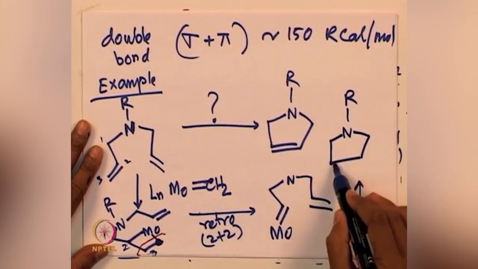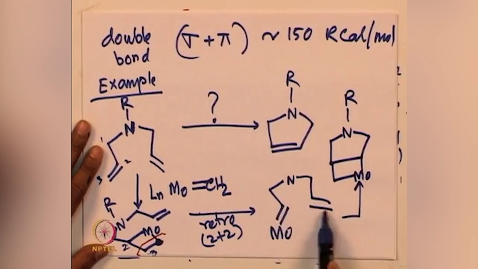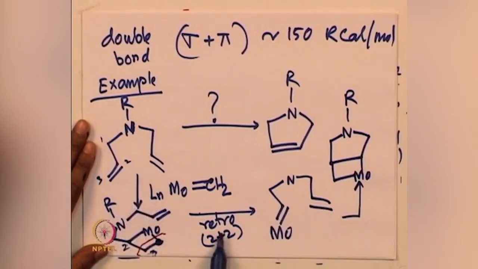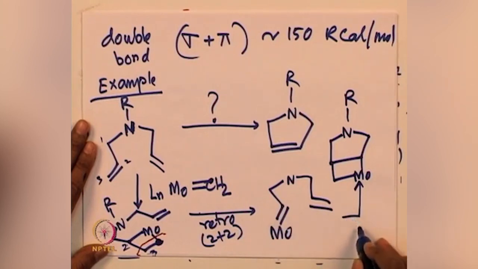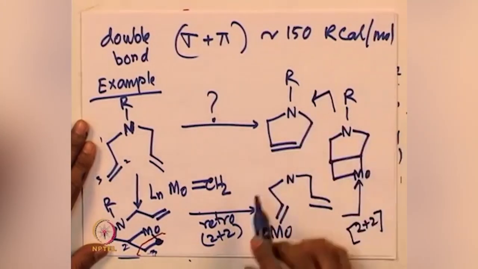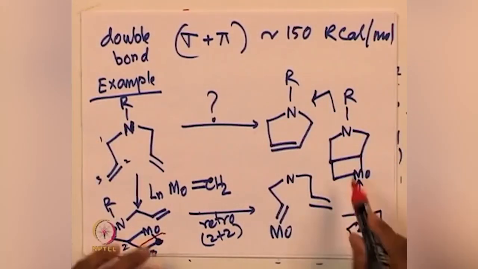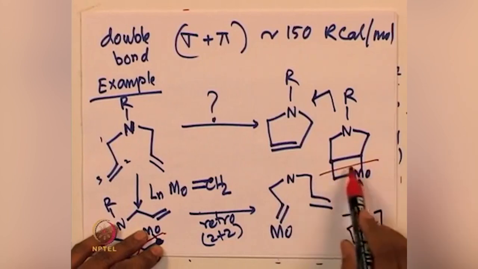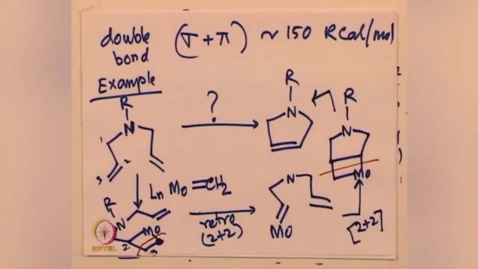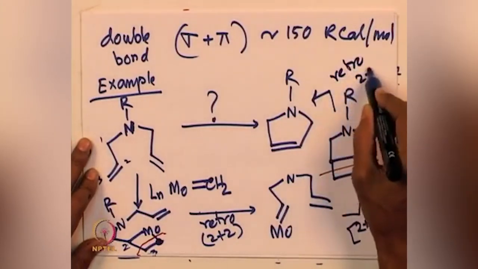And in this particular case, as you will see, this molybdenum, again this is a 2+2 reaction going on. So first 2+2 and then retro 2+2 and then again 2+2, this sequence of events happens to give you this intermediate which can then give you the final product. So again, it will then undergo a retro 2+2 where this part will be broken and a double bond will be formed. Overall, you have the retro 2+2 again.